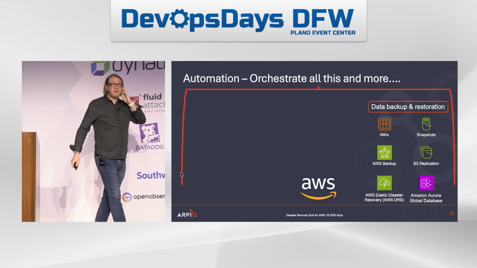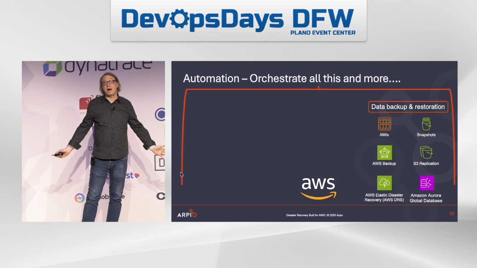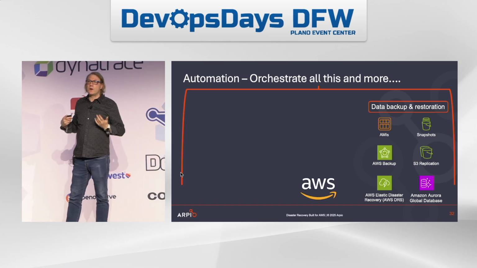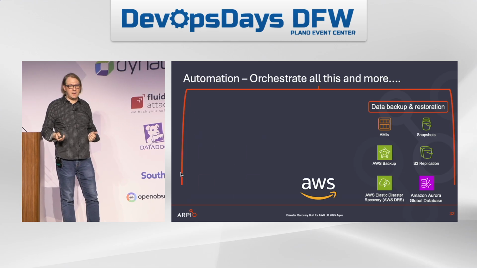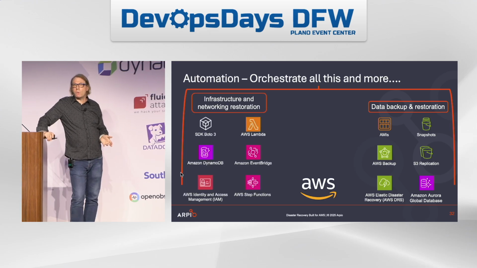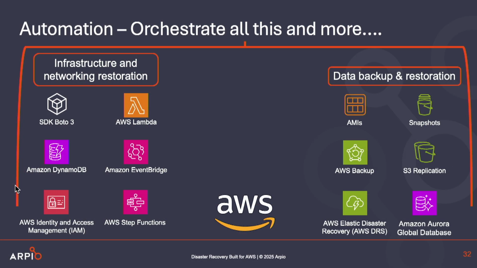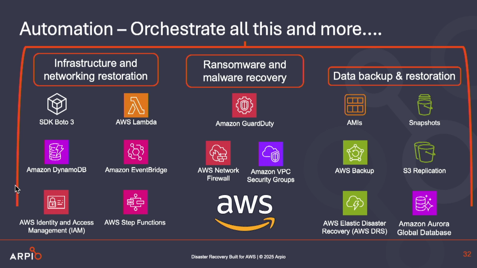And automation, obviously, that's pretty much all I've been talking about is automation. Really, you create a platform like this, you're taking all the data backup and restoration pieces and automating them. You're taking the infrastructure and networking restoration pieces and you're automating them. And we talked a little bit about ransomware, but in addition to recovery point, we could also run GuardDuty against servers after a ransomware attack. We could set up a firewall to prevent any infected servers from doing damage. So we could coordinate and orchestrate that too.